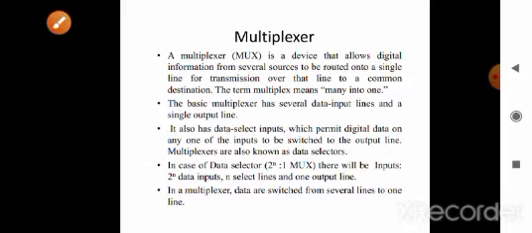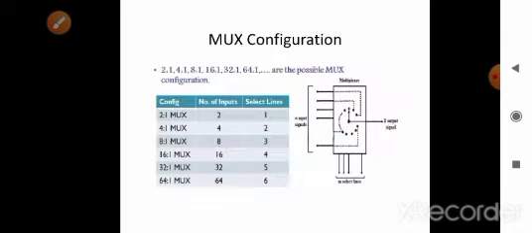It also has data select inputs which permit the digital data on any one input to be switched into the output line. Whichever inputs you are giving, all the inputs will not be given to the output. Only the selector switches will decide which input should be given to the output at a time.